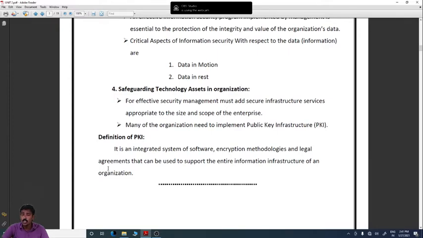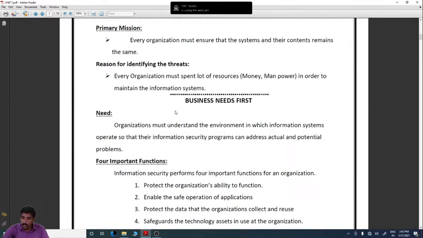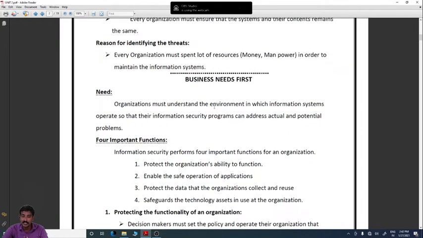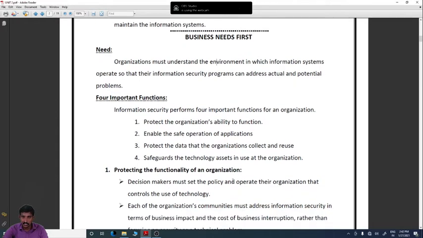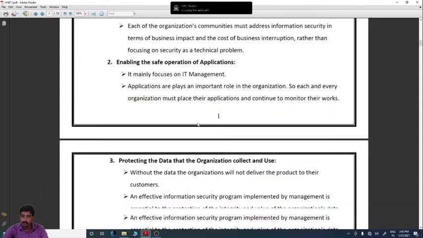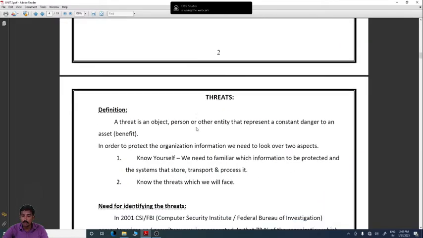I repeat once again: in order to implement that, in order to identify the mission, we have to address your actual problems. So it mainly focuses on four functions. One is protecting the organization's ability to function, the second is enabling the safe operation of applications, the third is protecting the data that the organization collects and reuses, and the fourth is safeguarding the technological assets in use in that particular organization. These are the four major functionalities that need to be implemented in order to implement an effective security standard inside an organization.